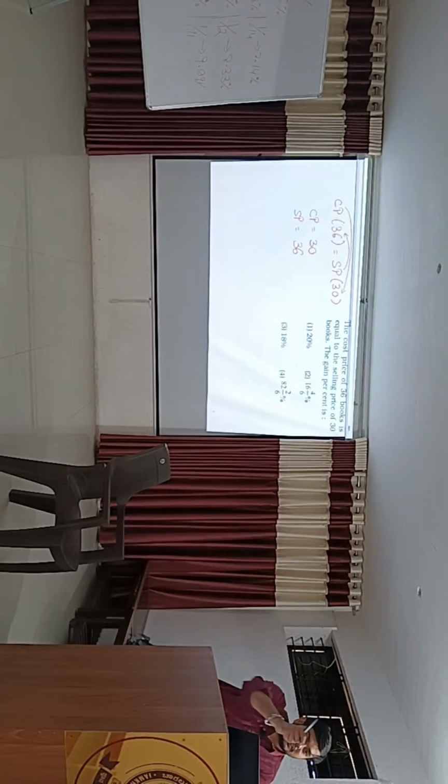Something you bought for 30 rupees, sold it for 36. Profit or loss? Profit. Profit is divided by what? The cost price. What is the cost price? 30. 6 ones are 6 paise. 1 by 5 is how much? 20%. Did you understand this part?